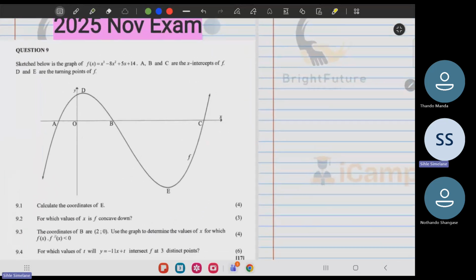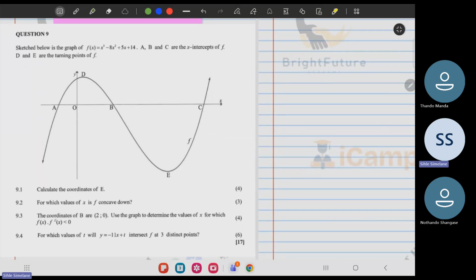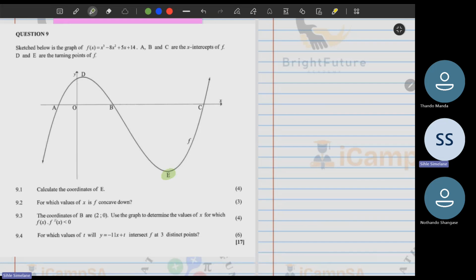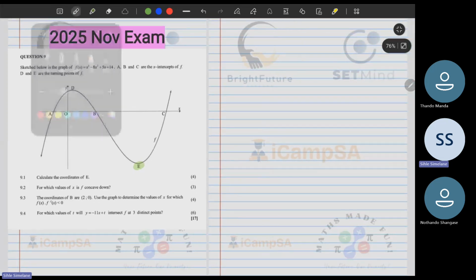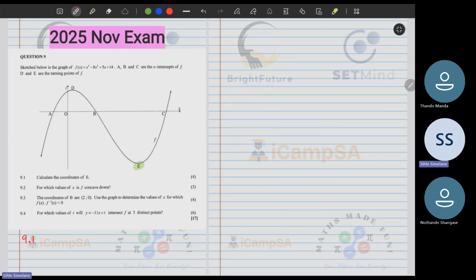So the statement reads, sketched below is the graph of f of x, and they tell us A, B, and C are x-intercepts of f, and then D and E, as you can see, are turning points. So what we are asked is to calculate the coordinates of E. So if you look carefully, E is the turning point, guys. So let's go ahead and look. So we have 9.1. We're looking for the coordinates of E, and E is the turning point.